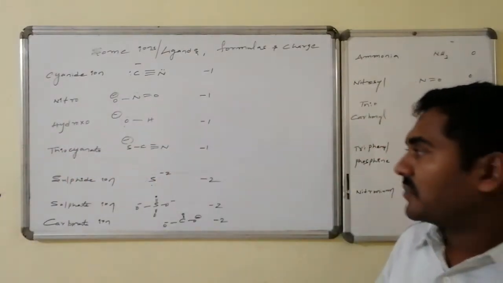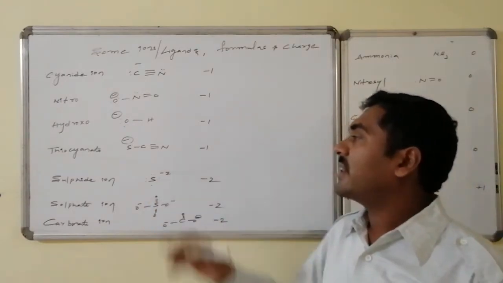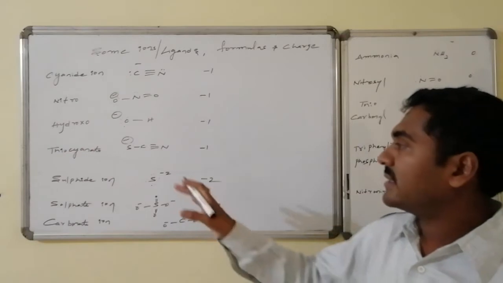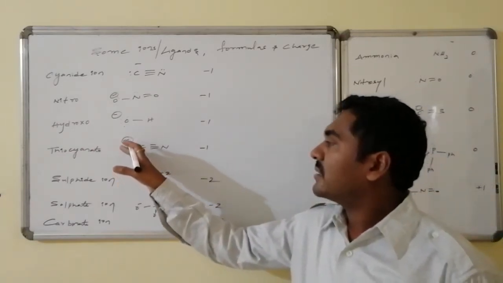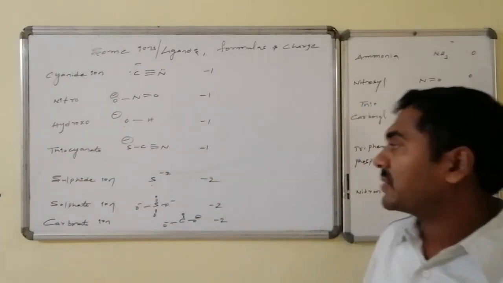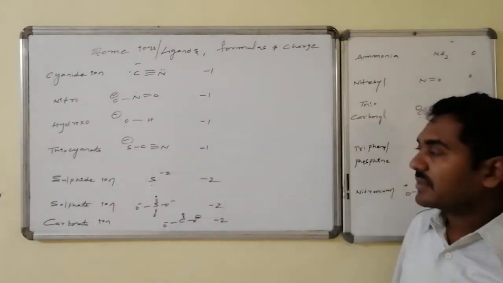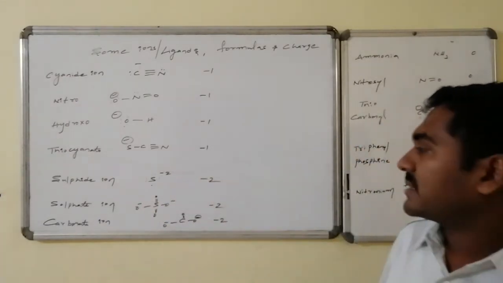Hydroxo, OH-, from water, where H+ is eliminated. And thiocyanate: here S is connected with the cyanide, and the cation is removed from the sulfur, which has 3 lone pairs, S-. Sulfide ion, sulfur with 4 lone pairs, that is S2-.